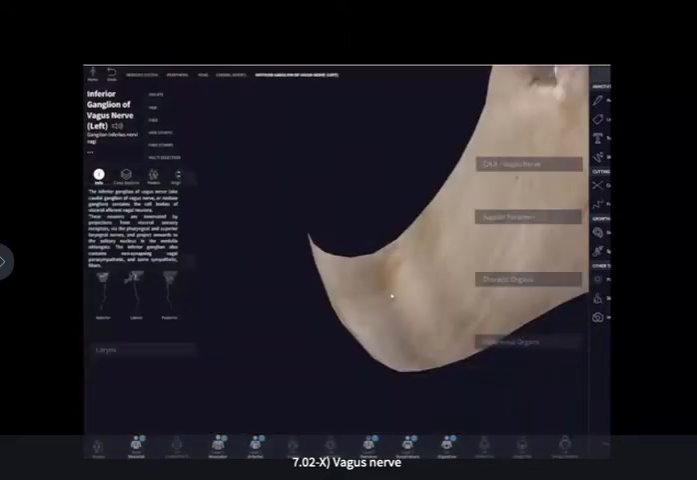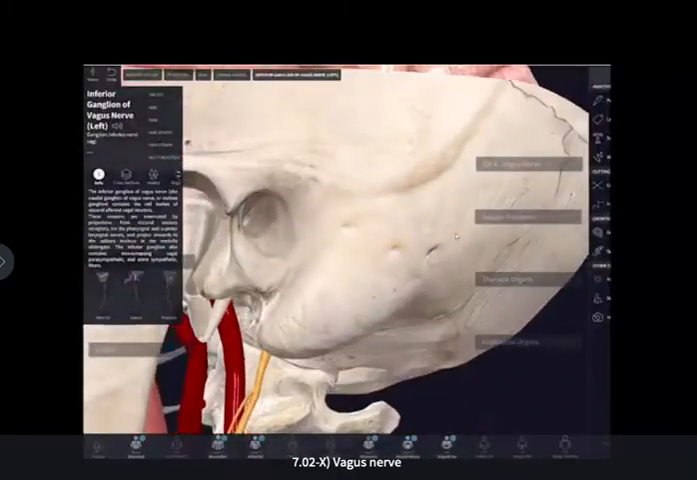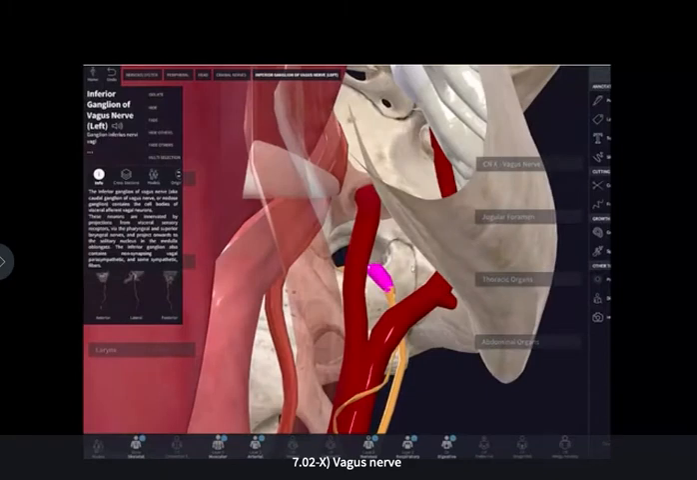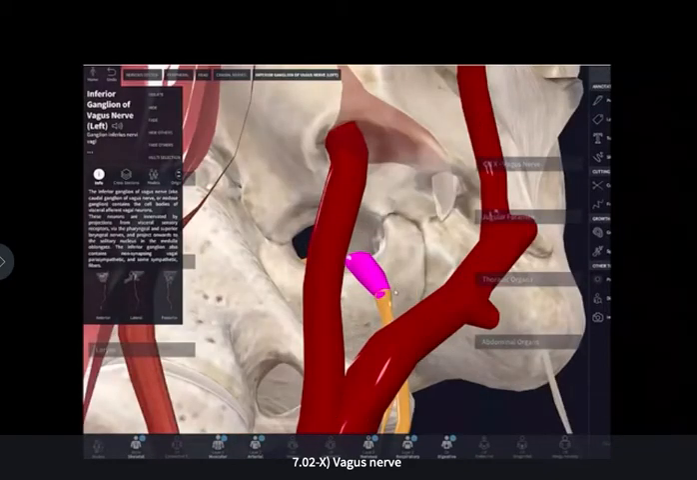Let's see how far we can get there. Let's have a look from the outside. Here we go. So here below the foramen is the inferior ganglion. It's also called the nodose ganglion, and that's concerned with the visceral sensory components of this nerve.